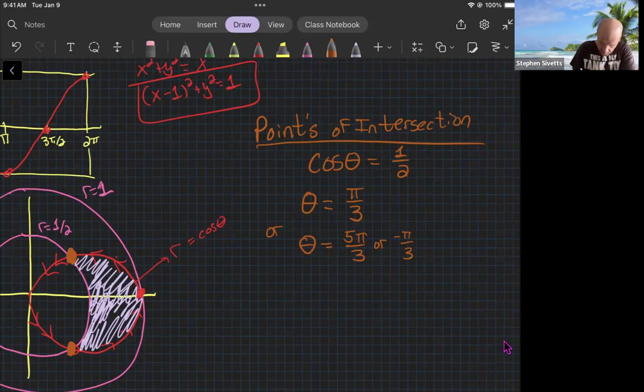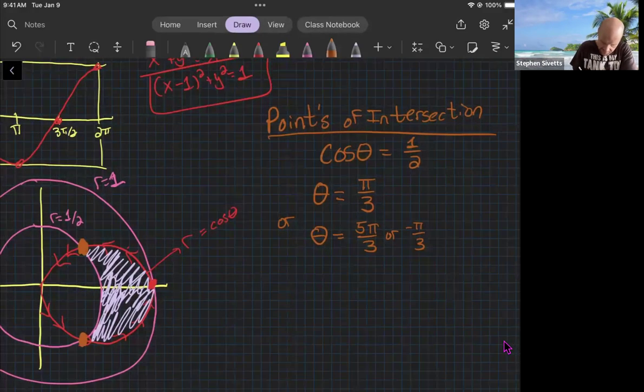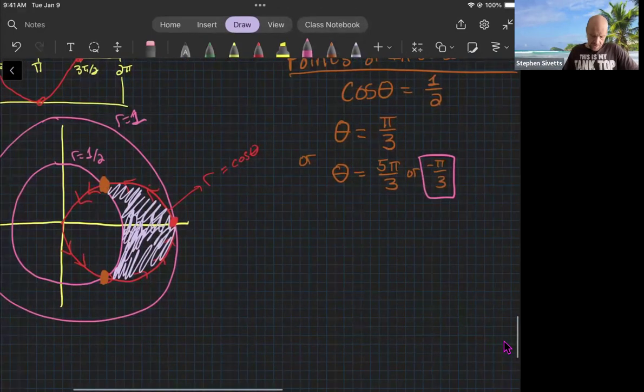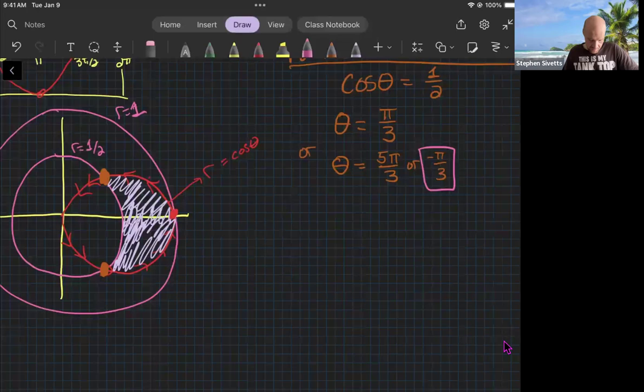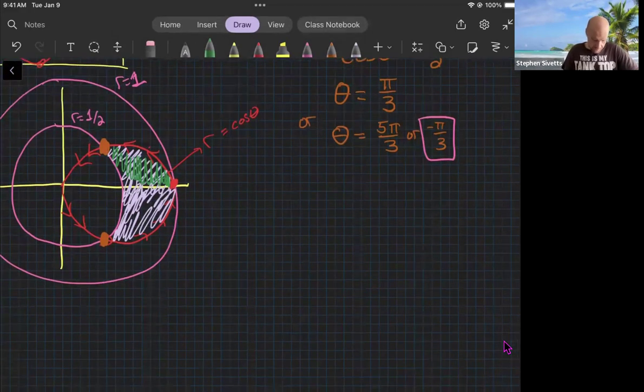The region is not outside, it's inside the circle of r equals cosine theta. So typically we want to use the negative angle, minus pi over 3. Those are the points of intersection. But like before, we can use symmetry. We can evaluate the area of the upper portion of this region, and then multiply by 2, and we'll get the area of the whole region.